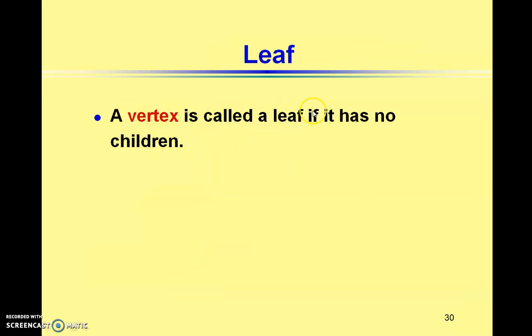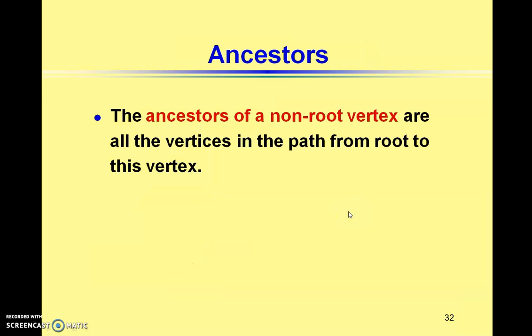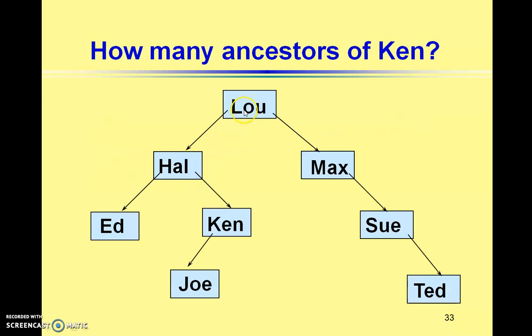A vertex is called a leaf if it has no children. So Ed is a leaf, Joe is a leaf, and Ted is a leaf. The ancestors of a non-root vertex are all vertices in the path from the root to the vertex. Okay, so as you go down the path, Ed's ancestors are Hal and Lou, but not Ken. Got to go to the root. Ted's are Sue and Max and Lou.